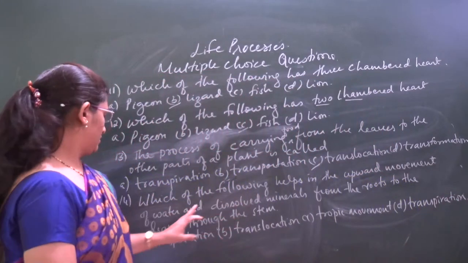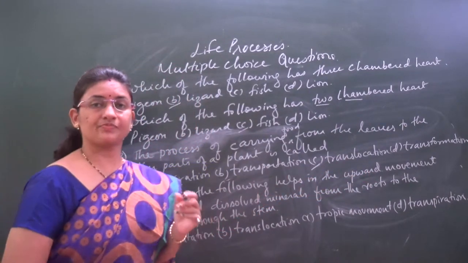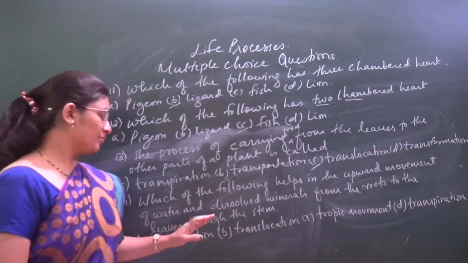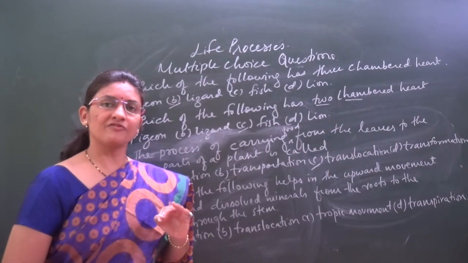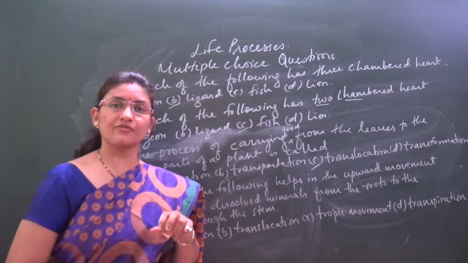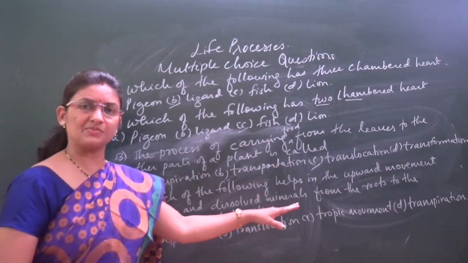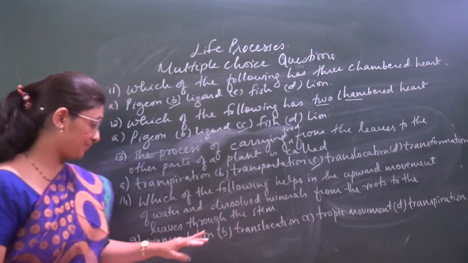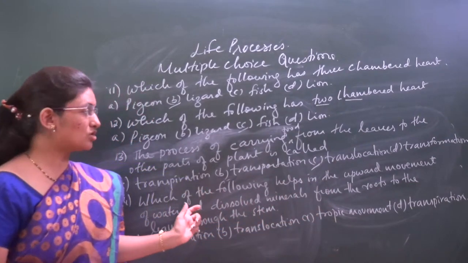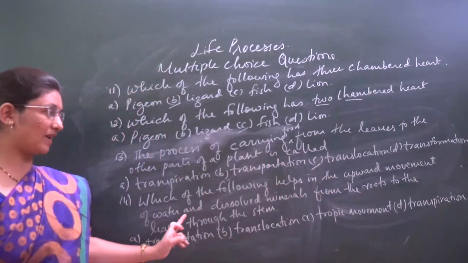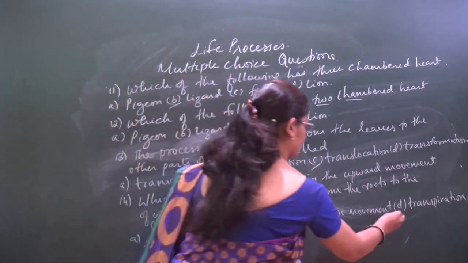See, which of the following helps in the upward movement of the water and the dissolved minerals? The process we call the ascent of sap. How is it carried out? It is carried out because of the suction pressure created by transpiration. So among the options, first check whether transpiration is present. Yes, transpiration has been given, which creates a suction pressure because of which the upward movement of the water and the dissolved minerals is seen in the plant. So the answer should be transpiration.